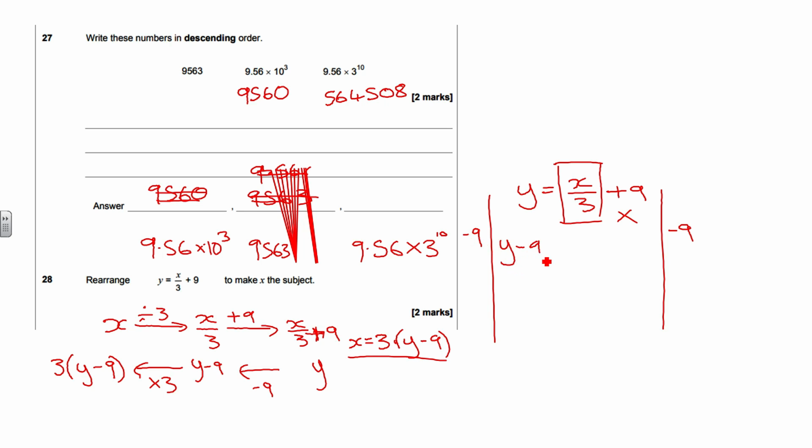So we know that y take away 9 will give us the same as whatever x divided by 3 gave us. We then need to get rid of the divide by 3 to get the x on its own. So we times by 3 to get rid of that. And again, we have to use those brackets, or alternatively, multiply both terms by 3 to counteract the fact that we want to get rid of that.